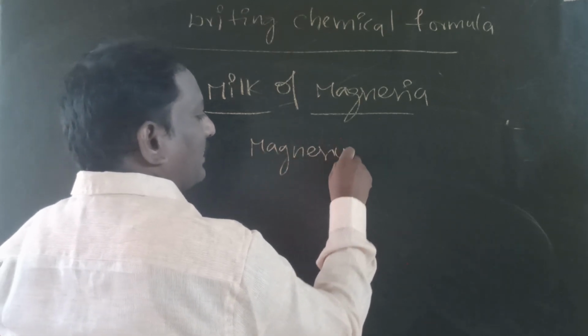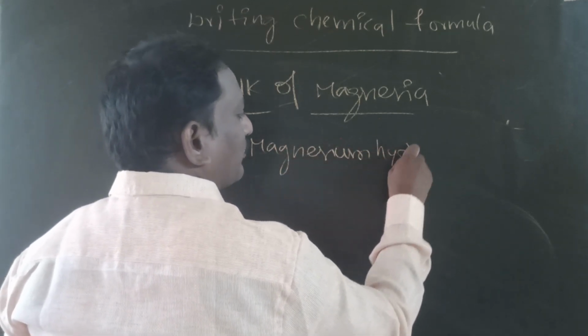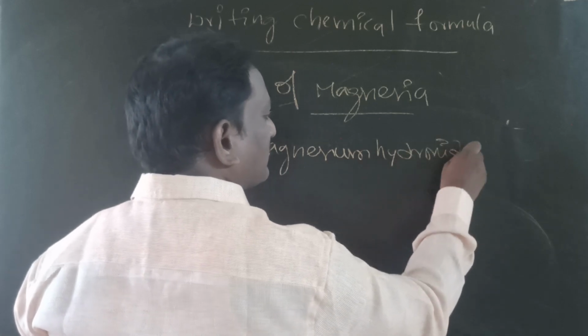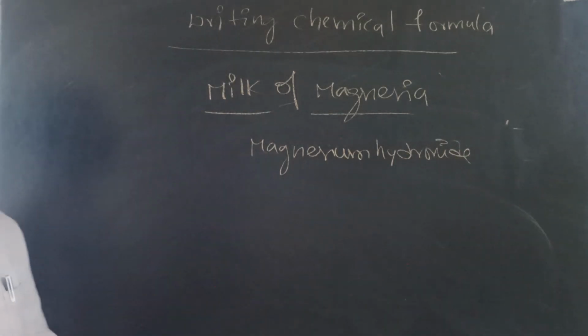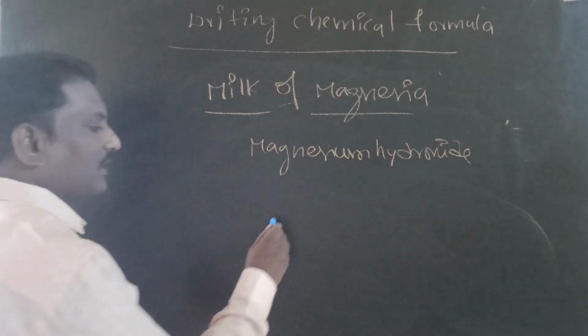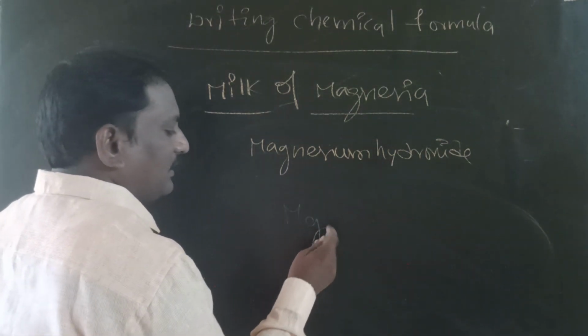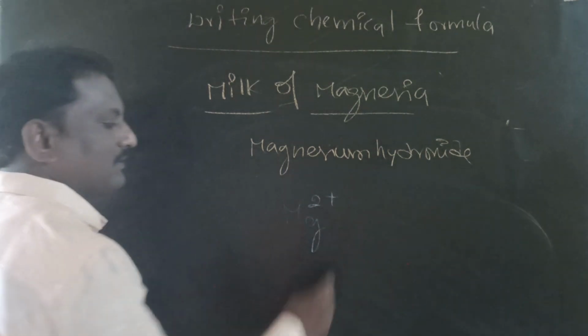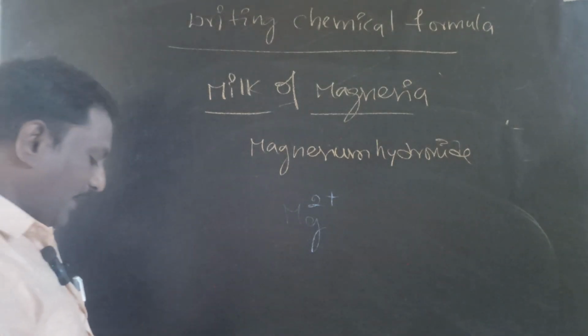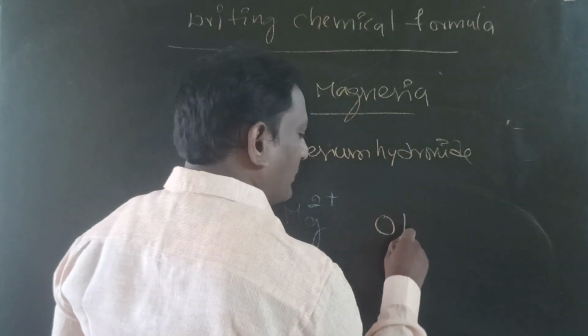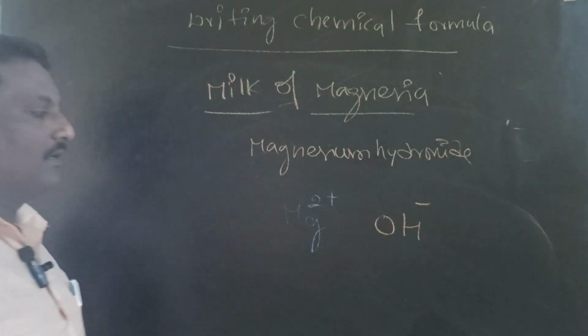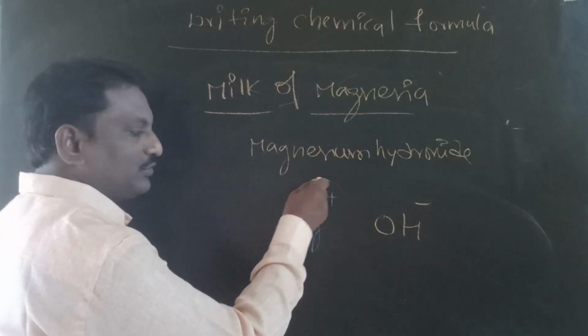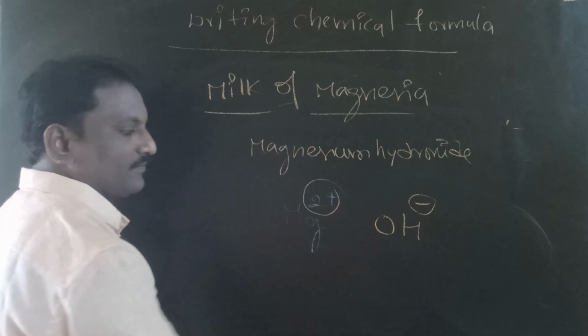Magnesium hydroxide. So the magnesium ion formula is Mg2+, and the hydroxide ion formula is OH-. Here this one is a 2 plus, this one is a minus 1.